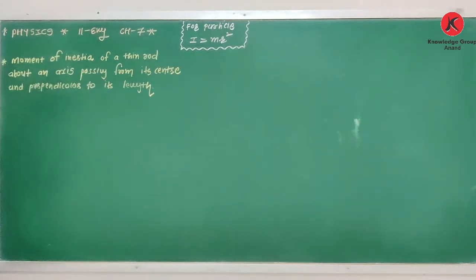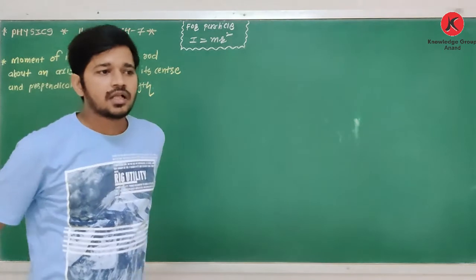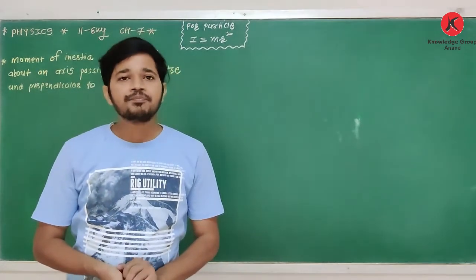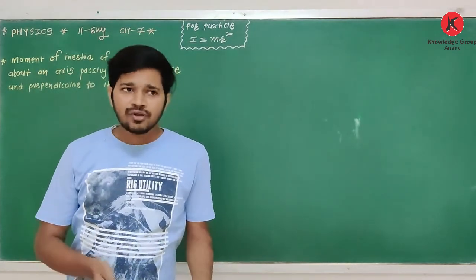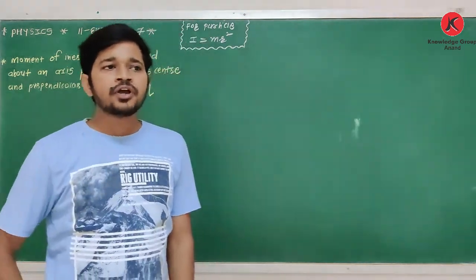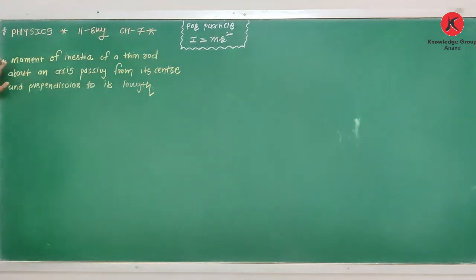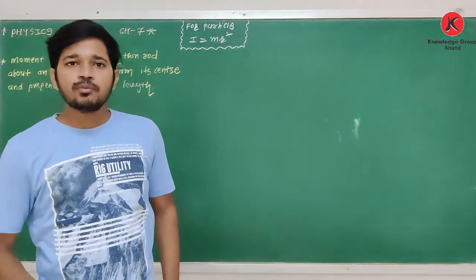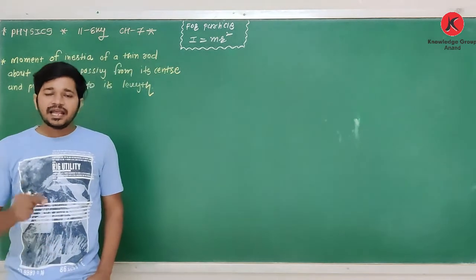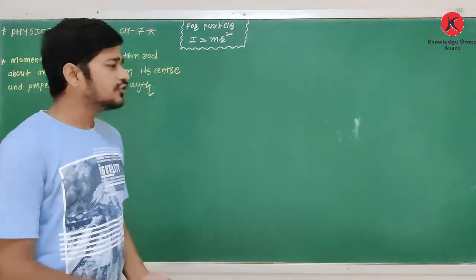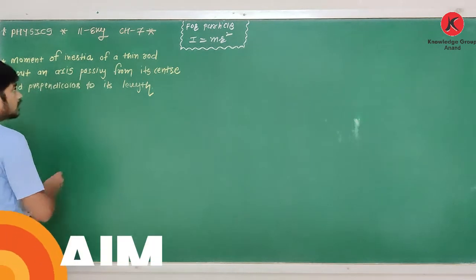But what is the moment of inertia if you are given a rigid body of different shape? How do we find it then? We will see one case today: the moment of inertia of a thin rod about an axis passing through its center and perpendicular to its length. In questions on moment of inertia, the axis is important. The object is a thin rod.